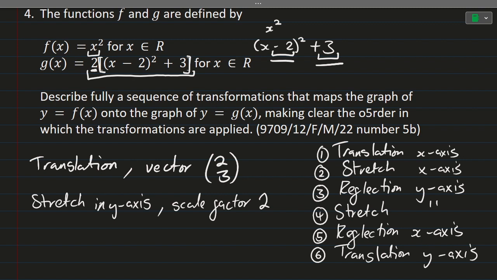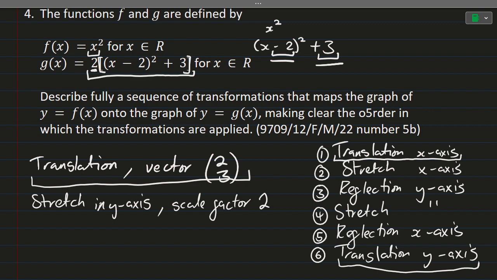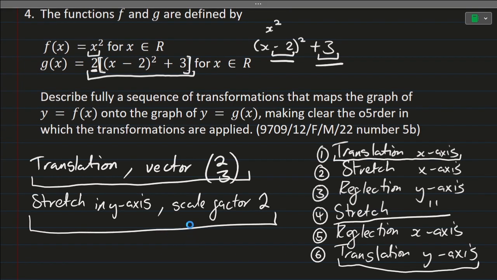In this case, you notice that translation in the x-axis takes the highest priority, and then translation in the y-axis is actually the last transformation. But since we've combined the two translations, we can write it as the first transformation, and then it's followed by a stretch in the y-axis, which is number 4. That would be our second transformation. So that's a translation by the vector (2, 3), and a stretch in the y-axis by a scale factor of 2.